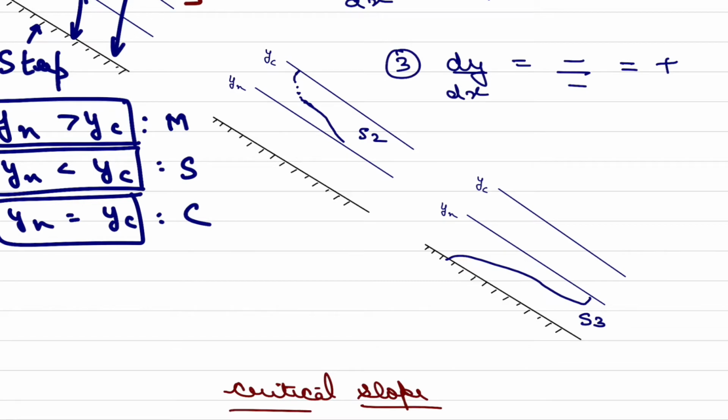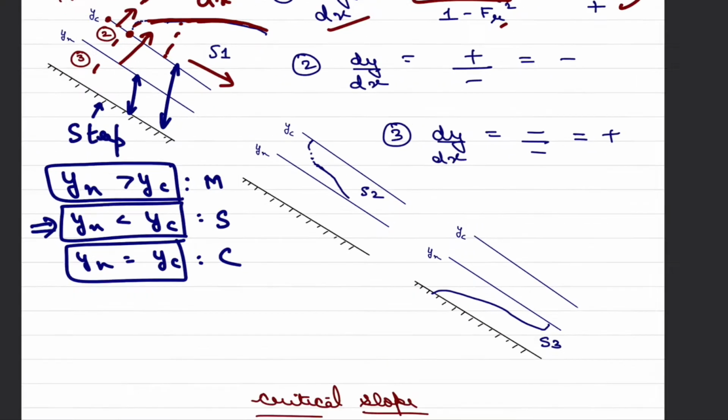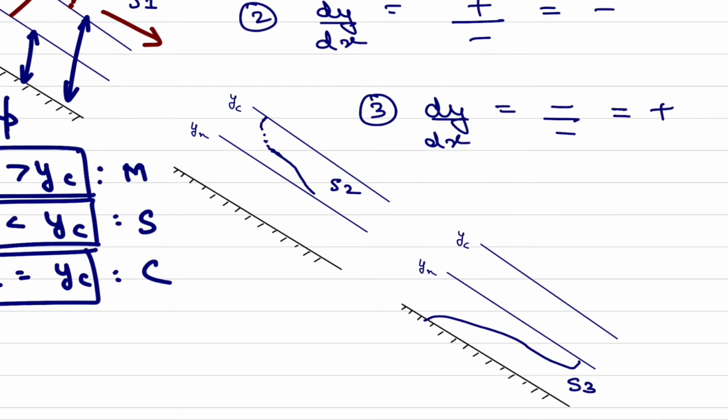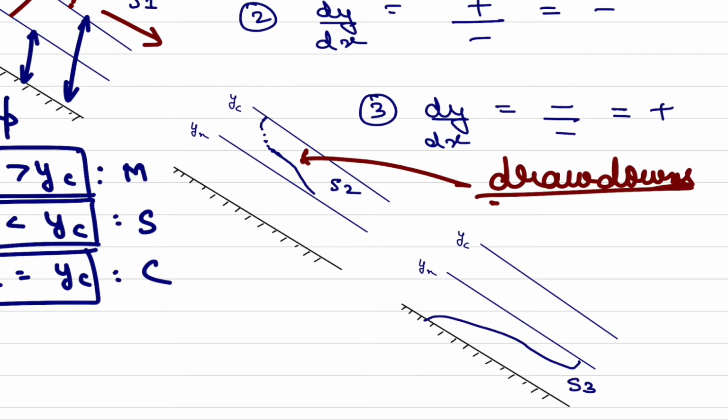Again, we will come to the various real world scenarios and how this is applicable, but we have to understand that in this S2 zone no rising profiles are possible. These profiles would only be drawdowns. Whenever water is decreasing in the direction of flow, we call it a drawdown, and S1 and S3 would be backwater profiles.